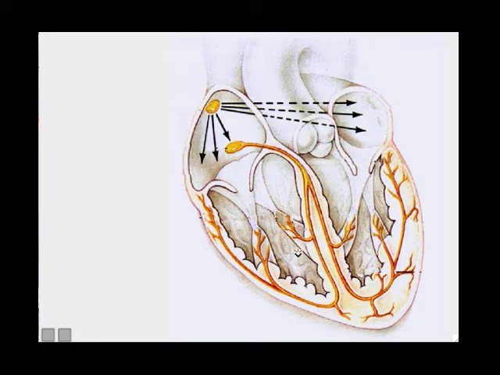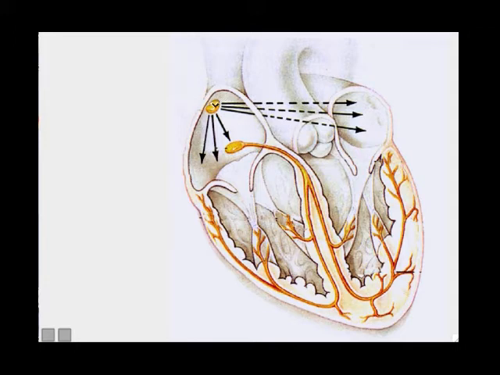Okay, so as you can see here, you find these conducting tissues of the heart all throughout the heart. But that being said, there are a couple of special clusters, clumps of these conducting tissues that have very important roles, and I want you to know these important clusters by name. We'll start off with this one right here.